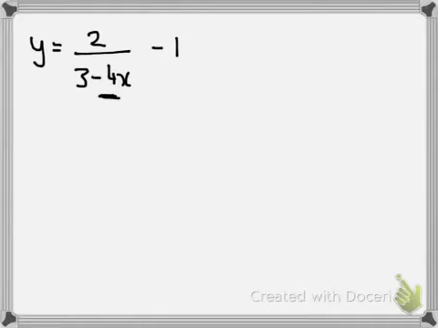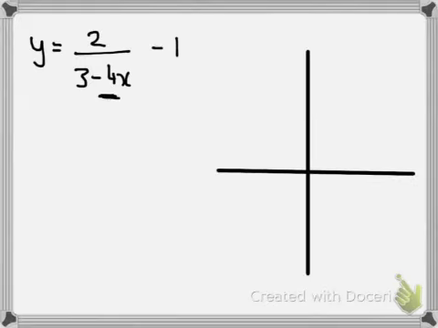Now let's just draw up the structure of this graph. Oops, sorry. Let's draw up our axes here. Okay. Let's first of all look at what is going to be our vertical asymptote.